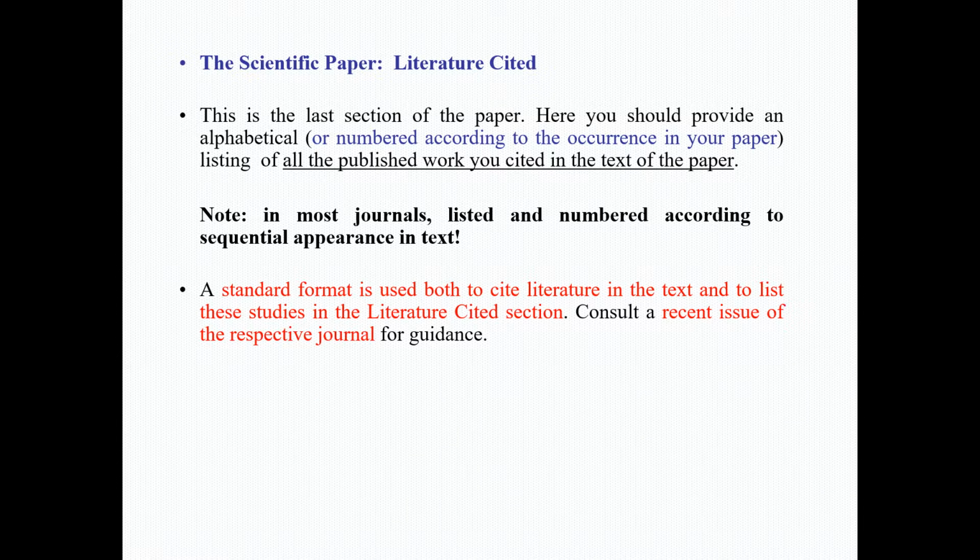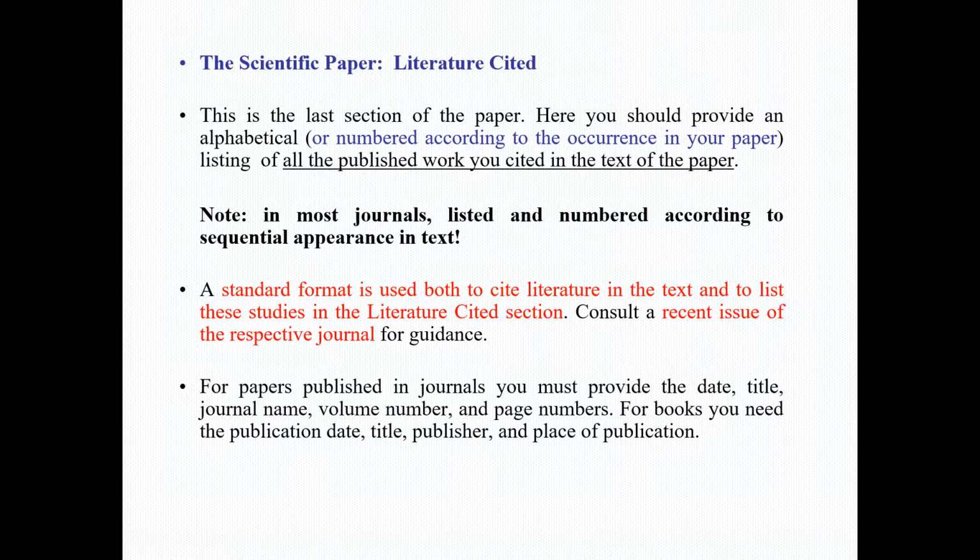So a standard format is used both to cite literature in the text and to list these studies in the literature cited section. Consult a recent issue of the respective journal for guidance if you are really interested in that particular journal. There are different databases available, and they offer different formats for papers as well as for books. For papers published in journals, you must provide the date, title, journal name, volume number, and page number. For a book, you need the publication date, title, publisher, and place of publication.